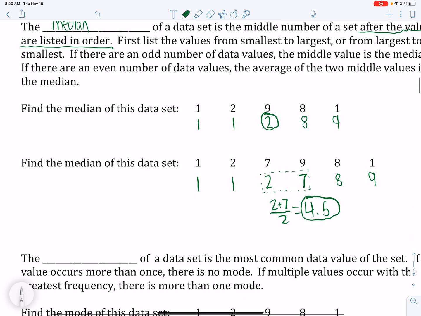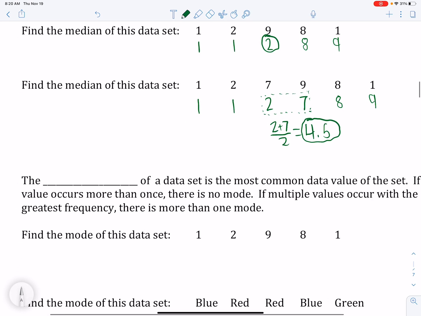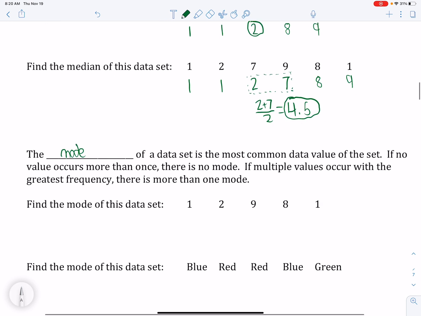The other measure of center that we want to talk about that is used sometimes to describe typical data values is what's called the mode. The mode is the most common data value of the set. The data value that happens the most often, or to use a term we used in the previous section, it's the value with the highest frequency. Now, if no value happens more than once, then there is no mode. In other words, if the data values are all different, there's no mode.